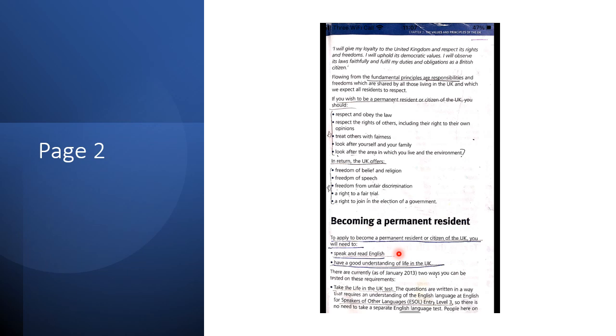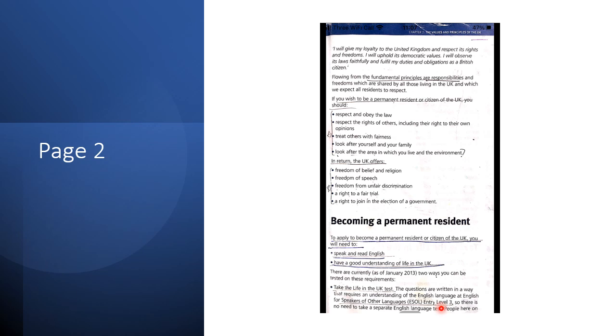I'll explain it on the next page. And the second thing is to have a good understanding of life in the UK, which means you have to pass the life in the UK test. Currently, as of January 2013, there are two ways you can be tested on these requirements. Take the life in the UK test, the questions, the one that we are just doing, and the second thing is to prove that you can speak and read English. It is entry level 3.